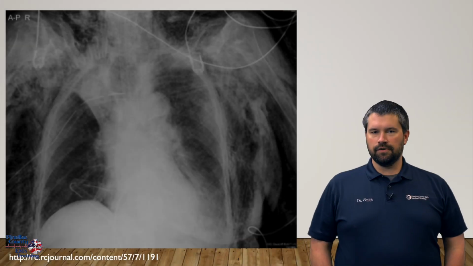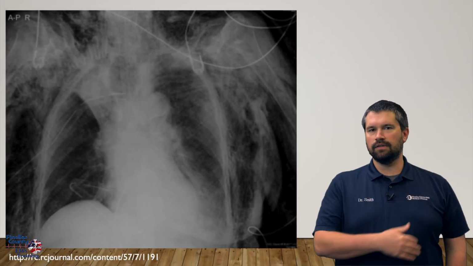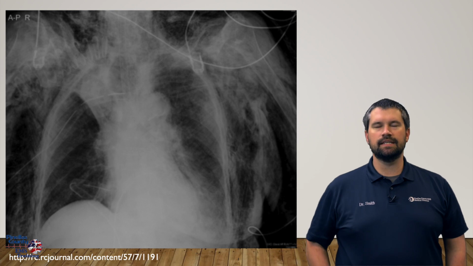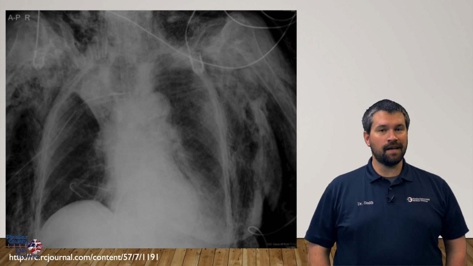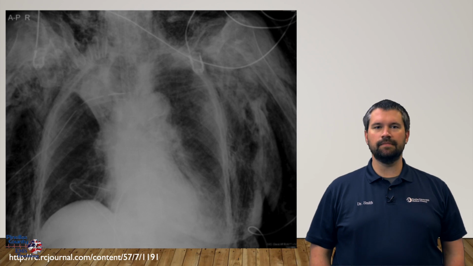So this slide is a picture of subcutaneous emphysema. You can see along the sides of the chest wall and around the neck there is a significant amount of air underneath the skin. Again, looks terrifying, however, totally fine. Not dangerous at all.